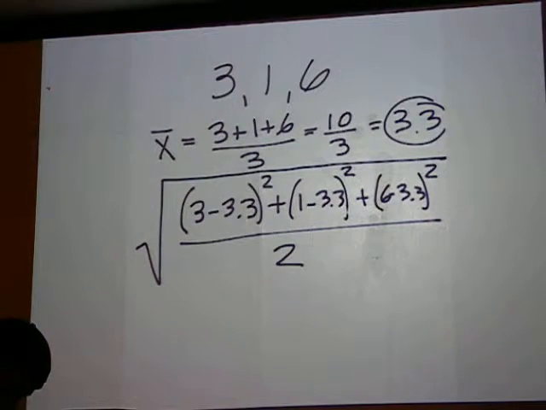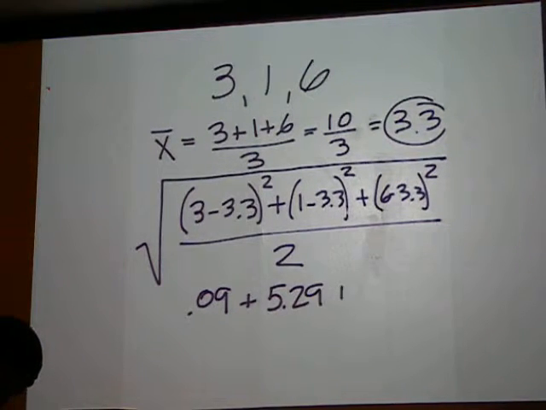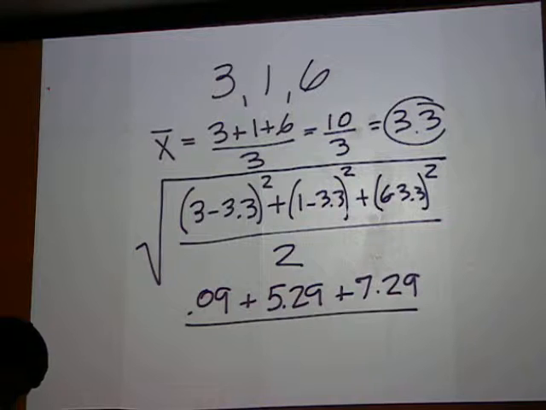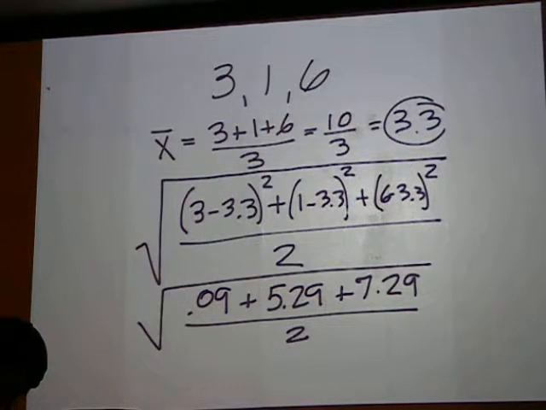Okay, so in the first set of parentheses, 3 minus 3.3, and then square that, it should be 0.09. And we're going to add to that 1 minus 3.3, and then square that, which should be 5.29. And then 6 minus 3.3, square that, is 7.29. All of that over 2 and underneath the square root sign.